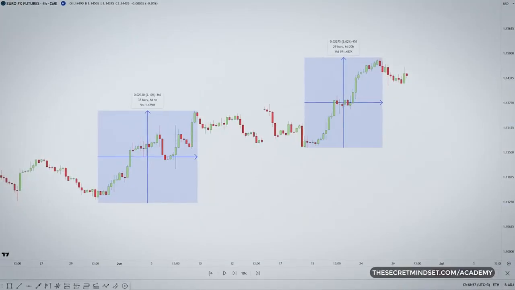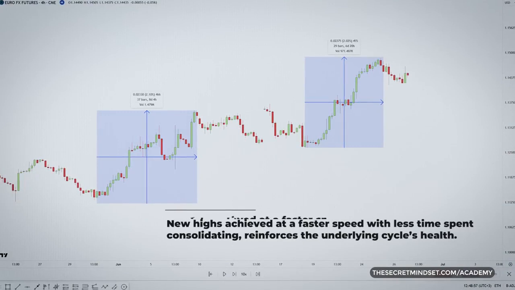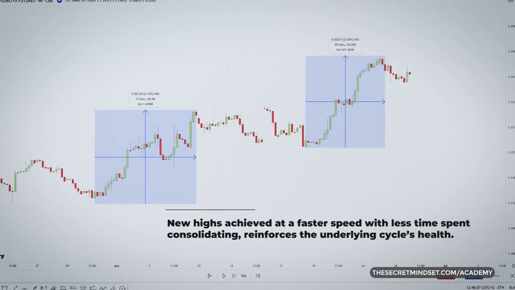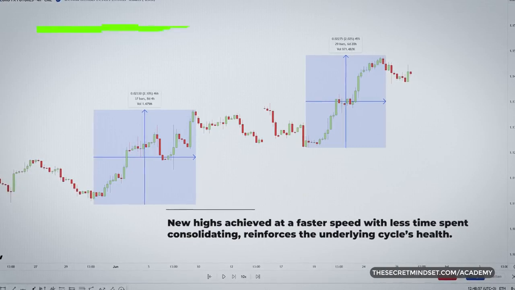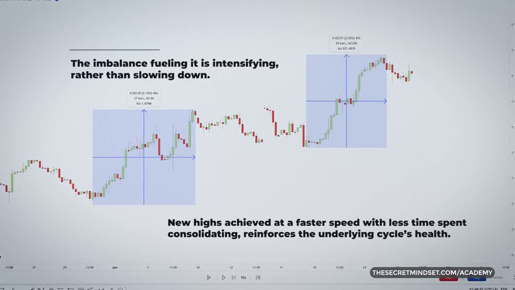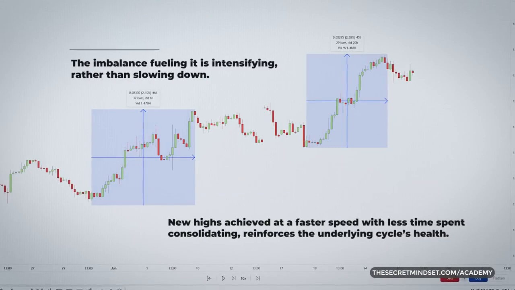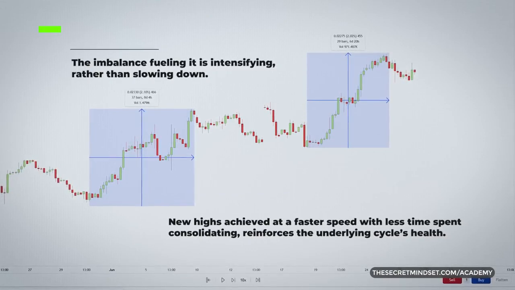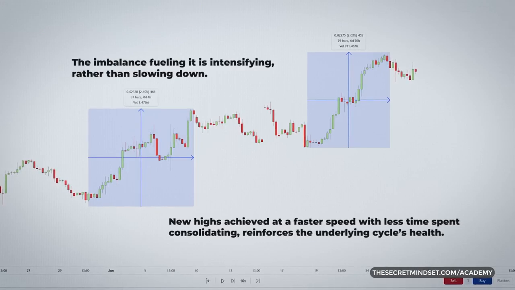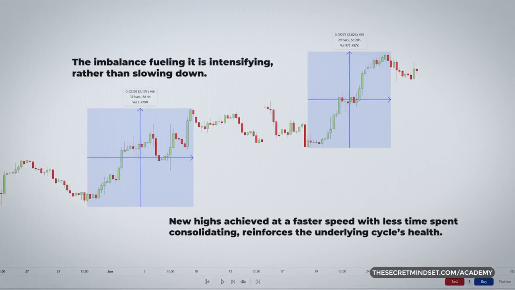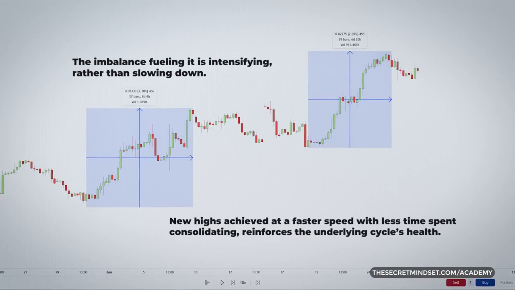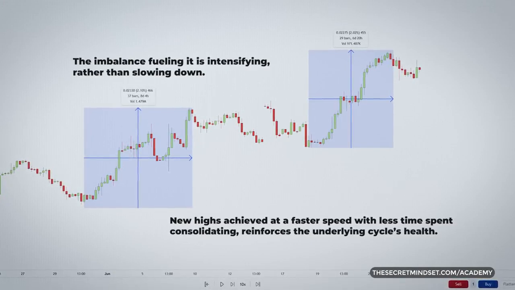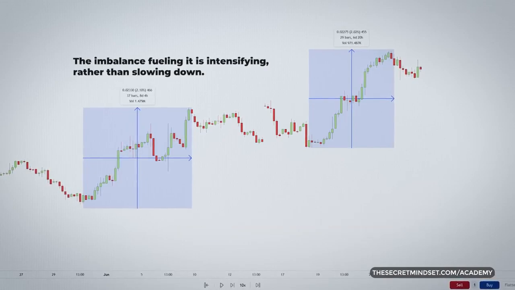Seeing new highs achieved at a faster speed with less time spent consolidating reinforces the underlying cycle's health. It suggests the imbalance between supply and demand is increasing rather than slowing down. So, very important, paying attention to both distance and speed provides more context beyond just structure levels. Together they help paint the picture of a cycle's relative health and whether the market can sustain momentum or not.